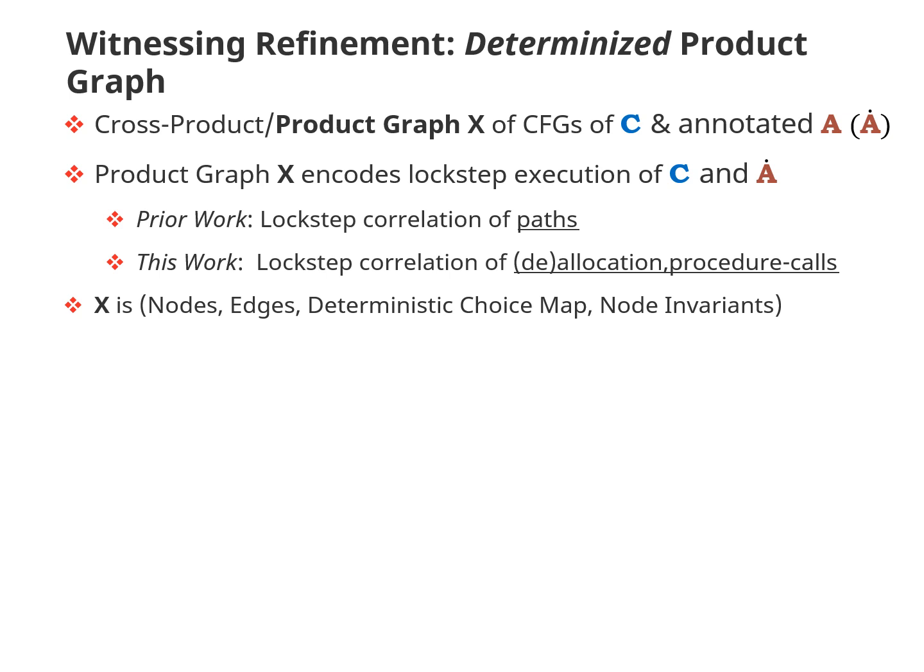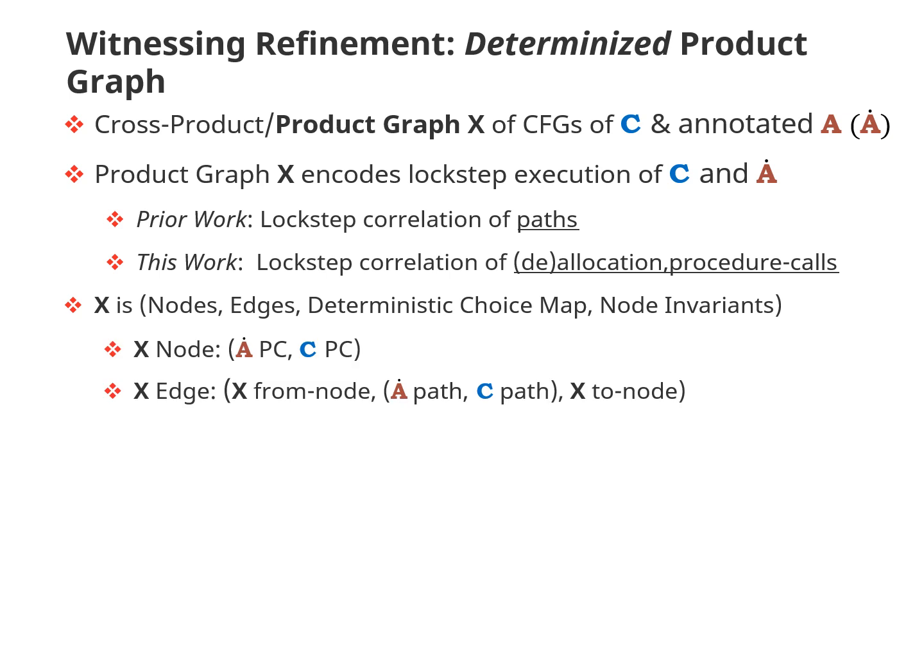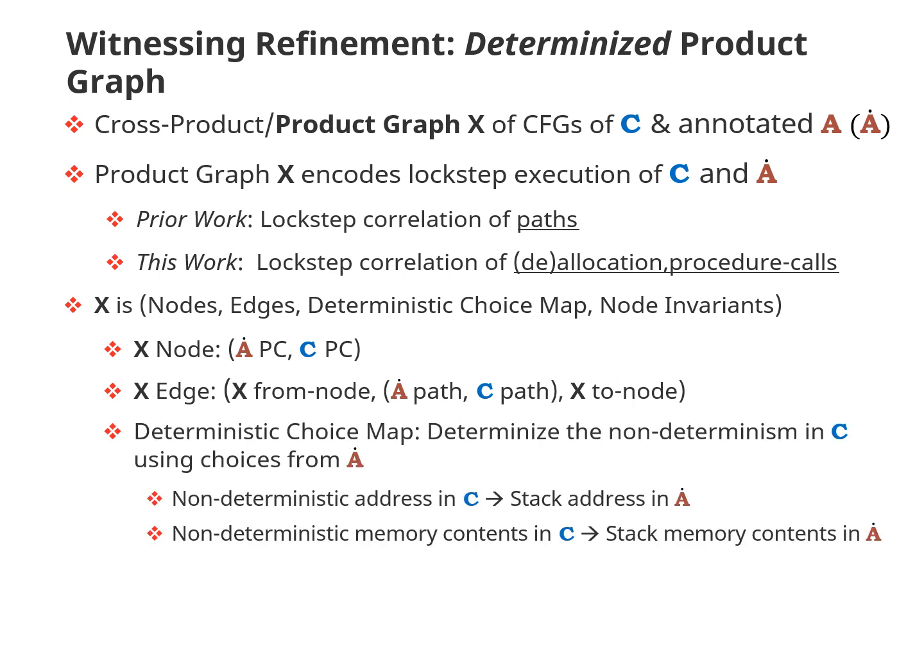Our determinized product graph X is a 4-tuple of nodes, edges, a deterministic choice map, and node invariants. A product graph node is a pair of C and annotated A nodes. A product graph edge is a lockstep execution of a path in A followed by a path in C. The deterministic choice map determinizes the non-determinism in C using choices in A. A non-deterministic address returned by a malloc instruction in C is determinized by a stack address, and the non-deterministic memory contents are determinized to stack memory contents. The node invariants in X associate a first-order logic predicate with each node.